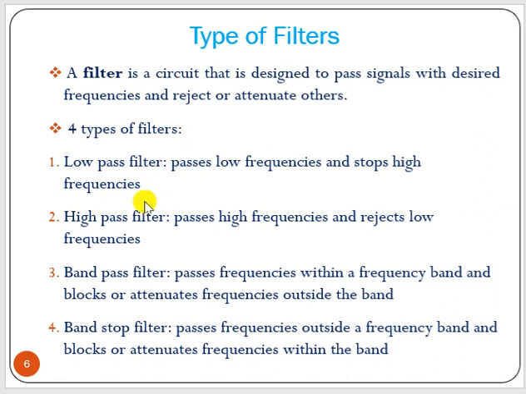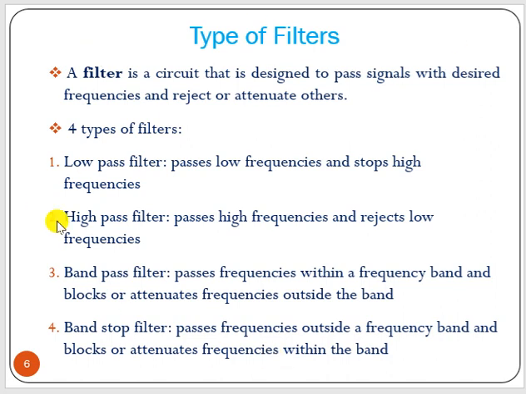Now there are basically four types of filters. Low pass filter, which passes low frequencies and stops high frequencies. High pass filter passes high frequencies and rejects low frequencies. Band pass filter passes frequencies within a frequency band and blocks or attenuates frequencies outside the band. And band stop filter passes frequencies outside a frequency band and blocks or attenuates the frequencies within the band.